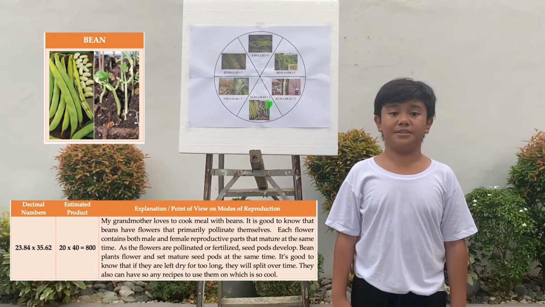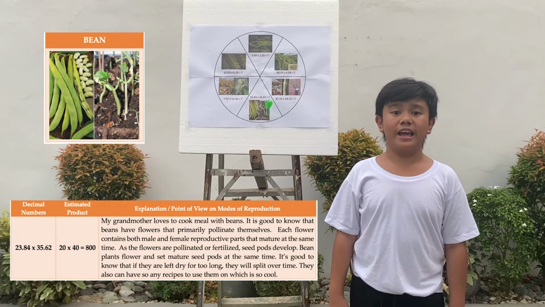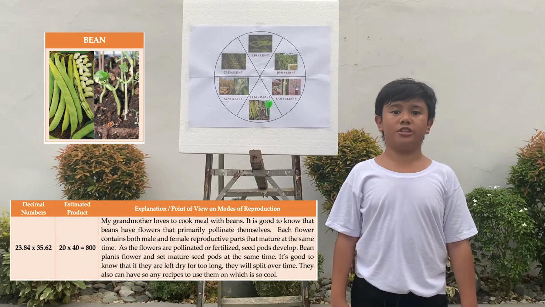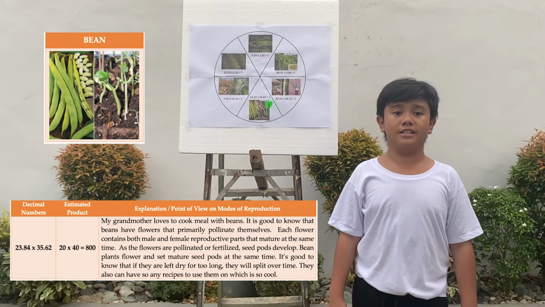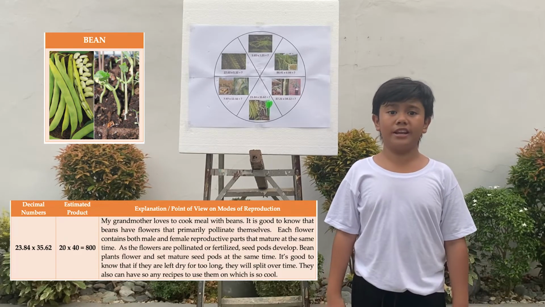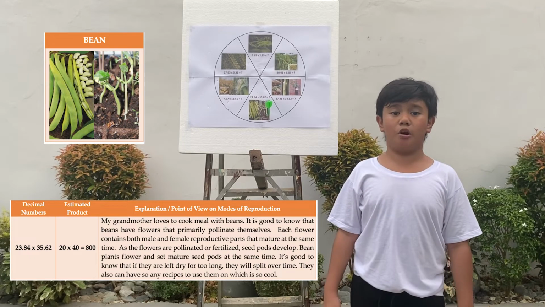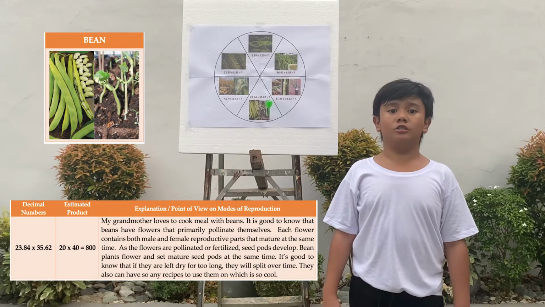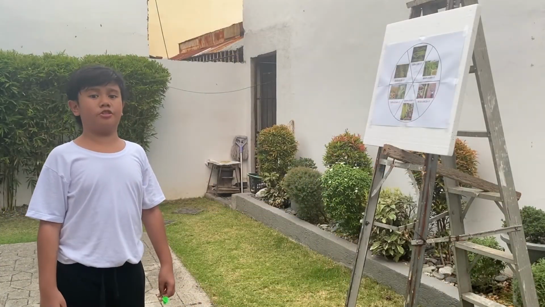For the given decimal numbers 23 and 84 hundredths times 35 and 62 hundredths, I will multiply 20 and 40, and with that, I got the estimated product, which is equal to 800. It's time for our last row.